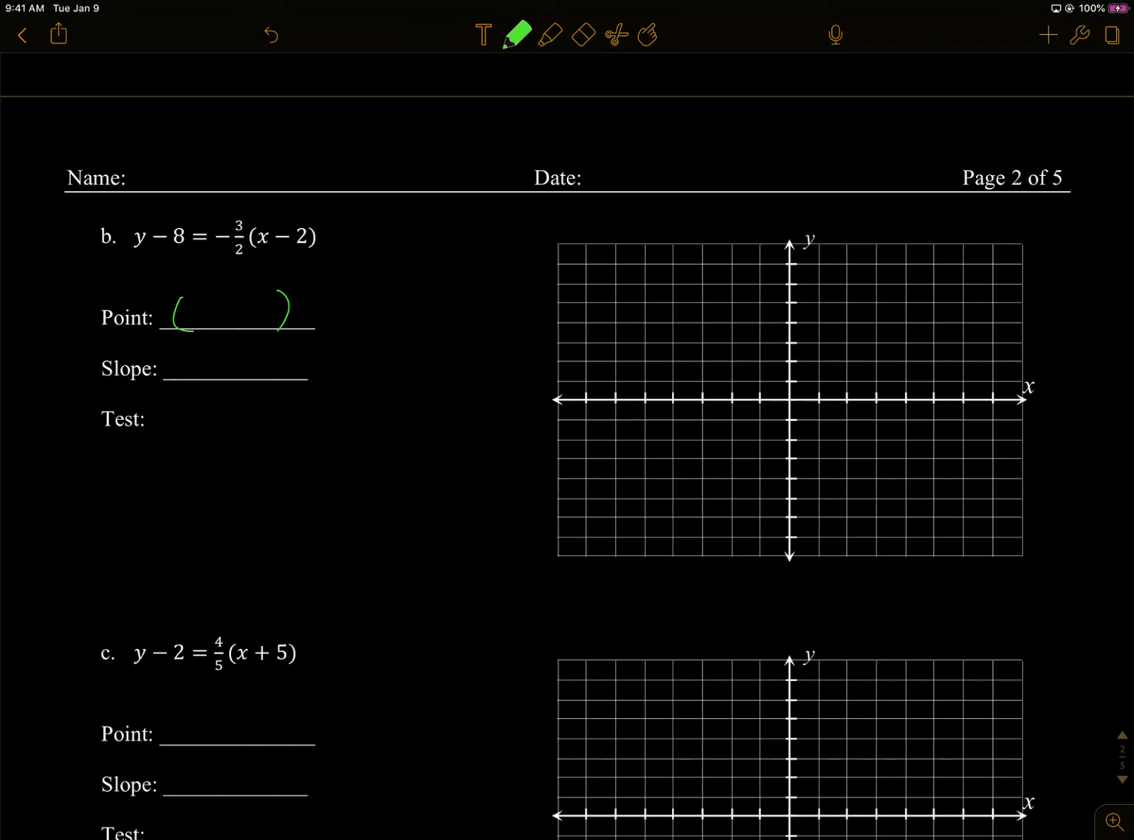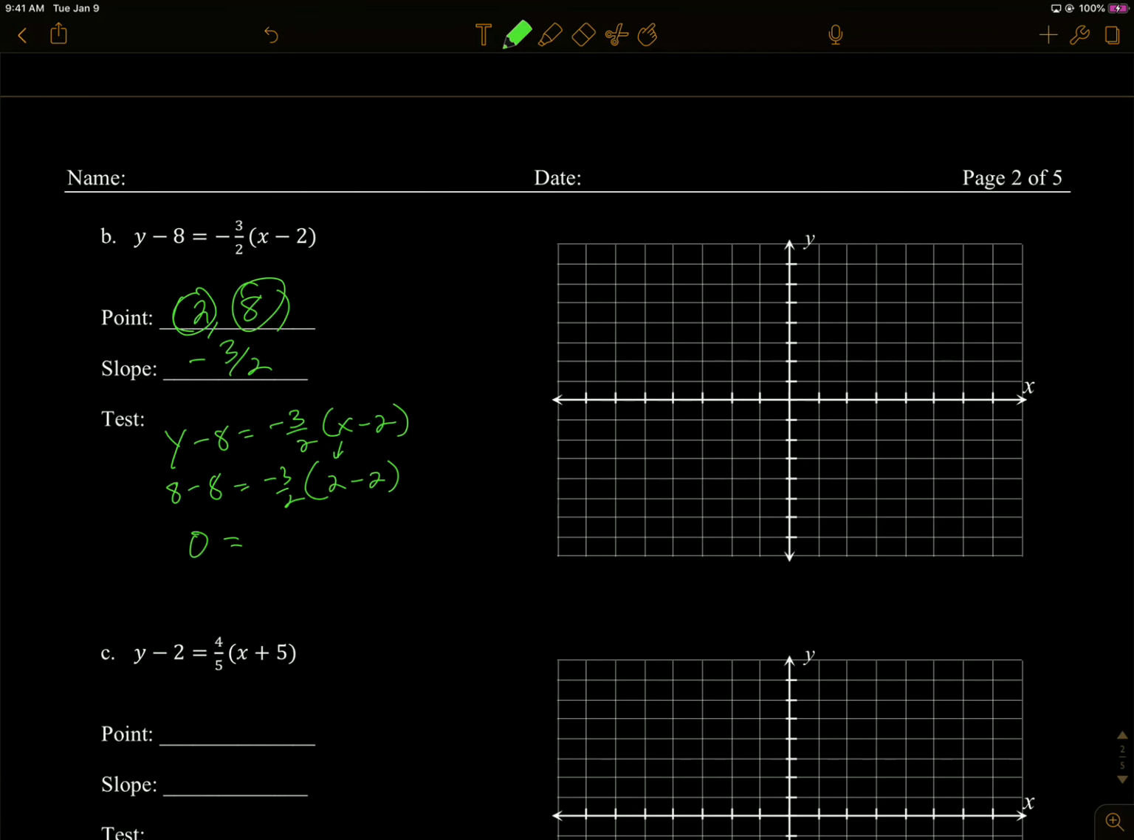The point on the line is (2, 8) that I pulled out. The slope is -3/2. Let's test our point. If my y value is 8, I plug it in. I should write the equation again to make this a little more clear. So it's y minus 8 equals -3/2 times x minus 2. My y value of 8 gets plugged in here. My x value of 2 gets plugged in for this x here.